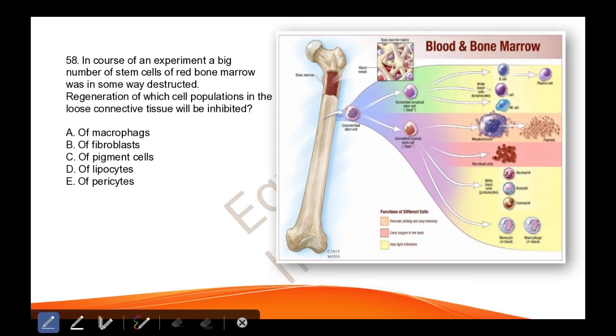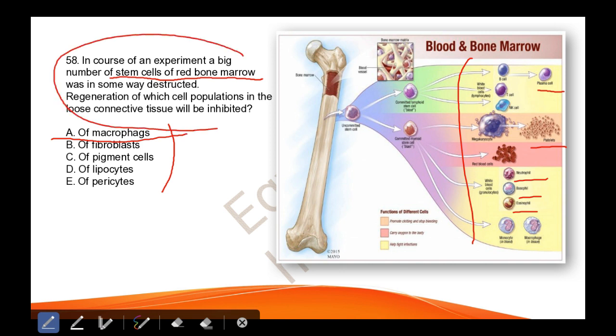So here they're asking about the stem cells of the red bone marrow. We can exclude the macrophages if they were asking about plasma cells, neutrophils, basophils, eosinophils, even platelets. We could differentiate them through the question. So another indicator will be cited here in the question.